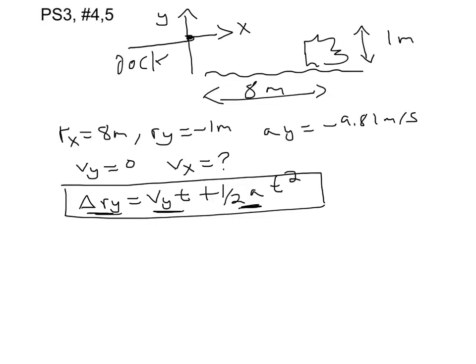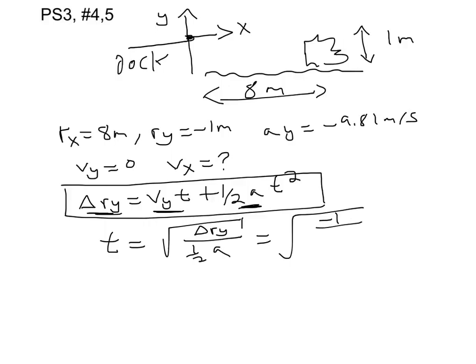So we can reorganize this equation, and we see that the time is equal to the square root of the change in vertical displacement divided by 1/2 times the acceleration. When we put in the known values, this is negative 1 divided by 1/2 times negative 9.81, and then we take the square root of that. We find that the time is equal to 0.45 seconds.